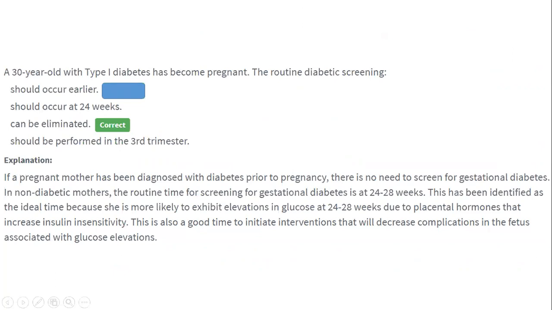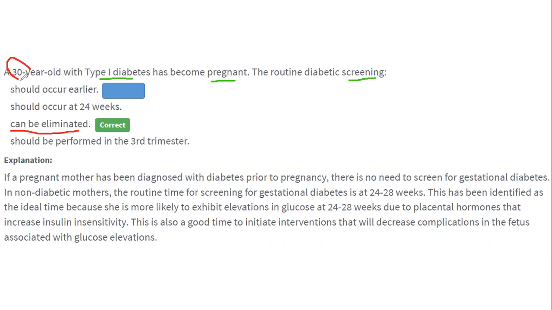Next question. A 30 year old with type 1 diabetes and also pregnant. The routine diabetic screening should occur early, should occur at 24 hours, or can be eliminated, or should be performed in the third trimester. So why should the answer be eliminated?